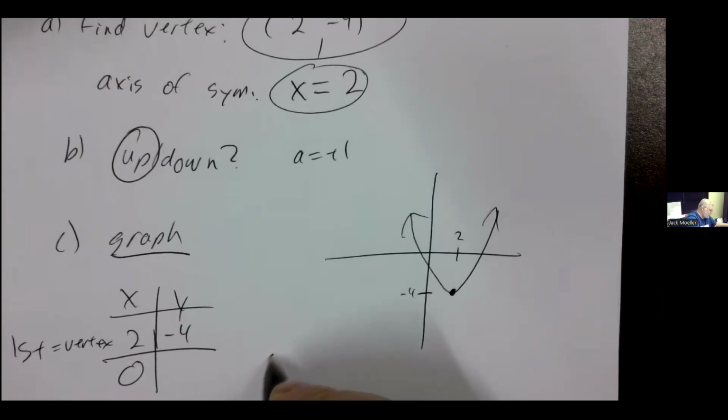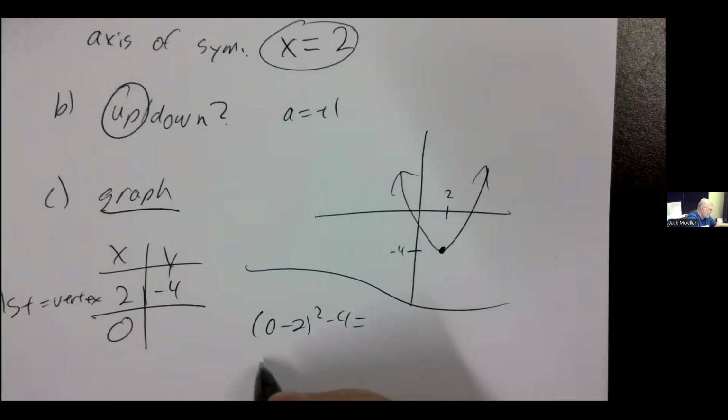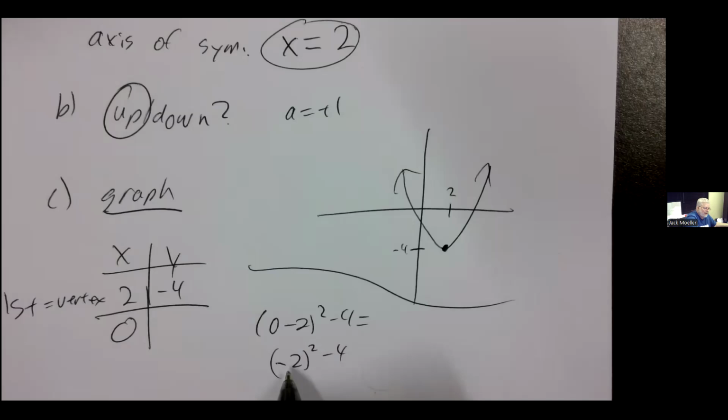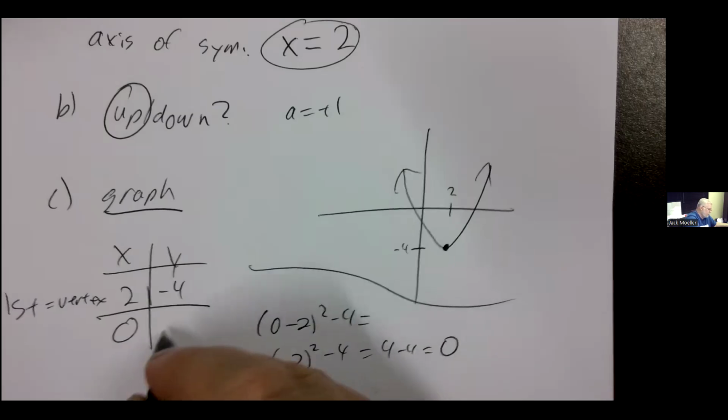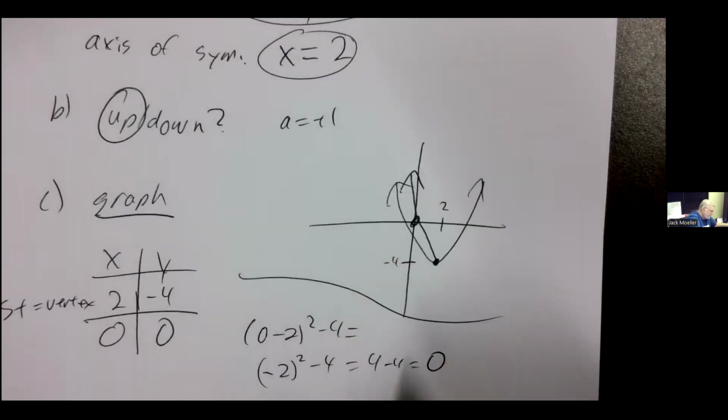So I plug that into the original function, and then it just comes down to arithmetic. The parentheses are important, so remember that is negative 2 being squared. 4 minus 4, so that's 0. So now I can adjust my graph accordingly.